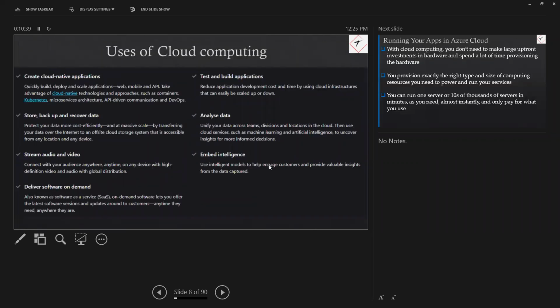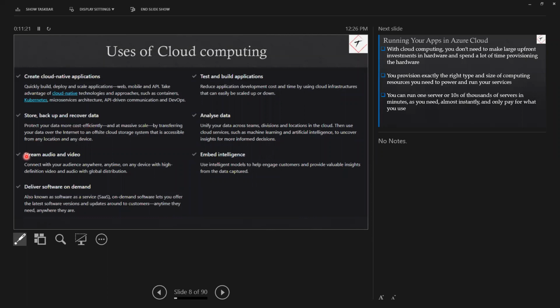What are the uses of cloud computing? You can use it to create a cloud-native application. For example, if you are developing a web or mobile app, or you can take your resources and place them in the cloud. You also have greater storage to back up and recover data. You can have your data spread across various cloud storage systems, and you can access it from any device.